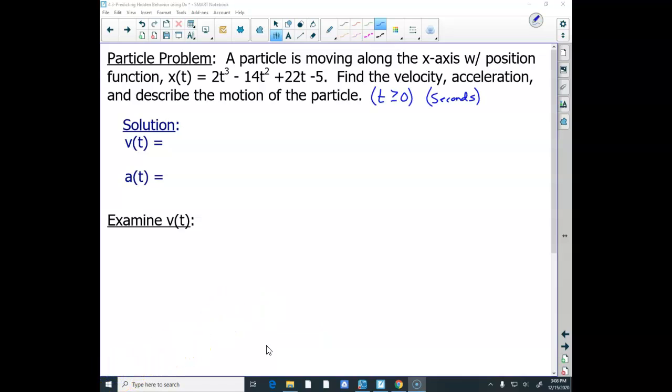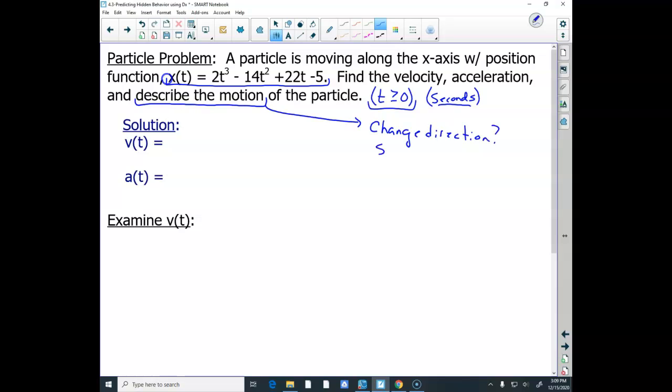All right, back for the attack here. Our particle problem. I forgot to put on there, this is my position function right here, and we're going to look at it for t greater than 0, and time is going to be in seconds, which you would have to know. And when they say describe the motion, what they're really asking is, when does it change direction? When does it move left as opposed to move right?